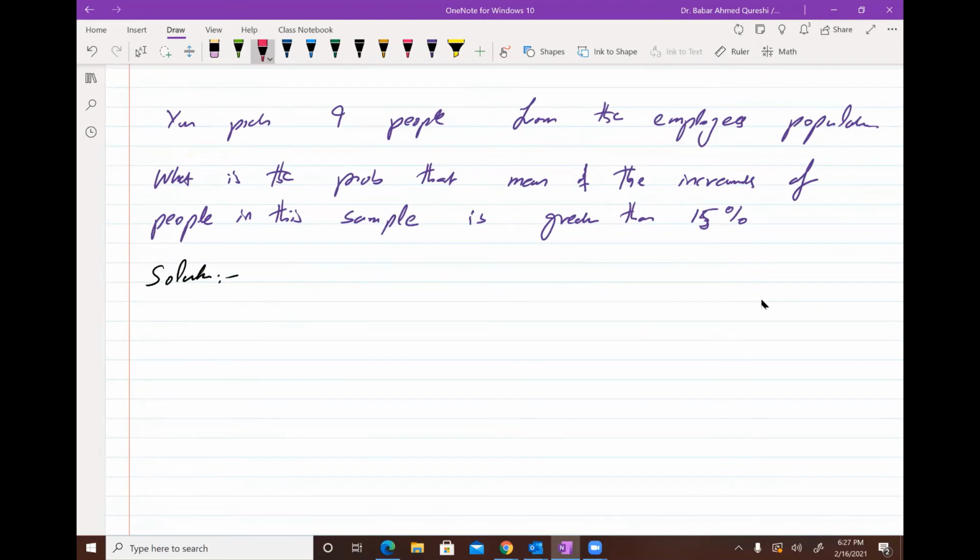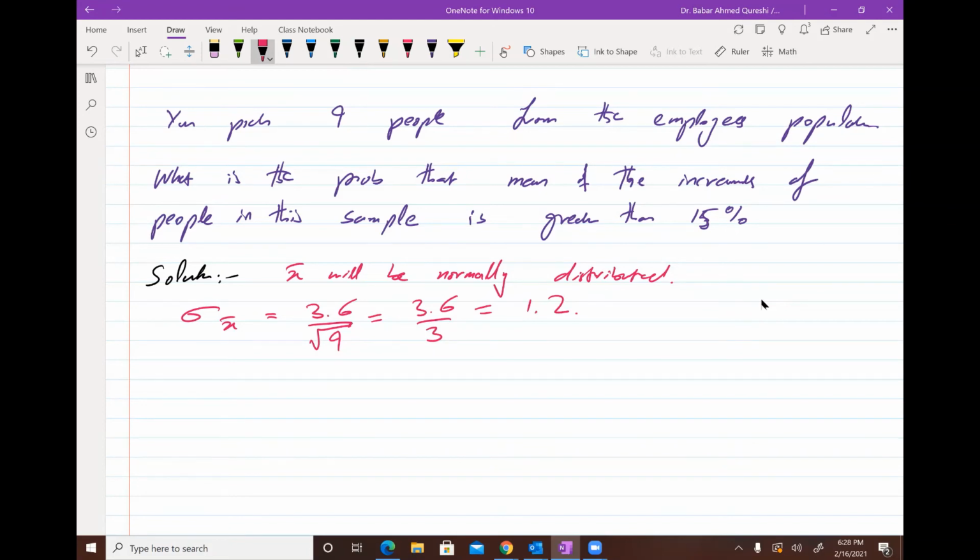But how can you answer this? Well, you know that x bar, which is the mean of the sample, will be normally distributed because the original population is normal, and its standard deviation would be 3.6 over the square root of the sample size, which is 9, and the mean of its own normal curve would still be the same as the original one.